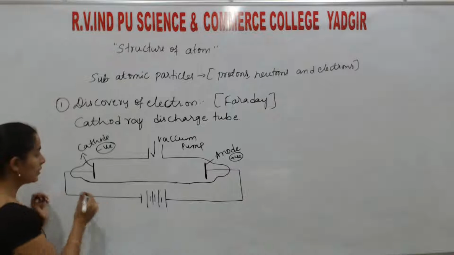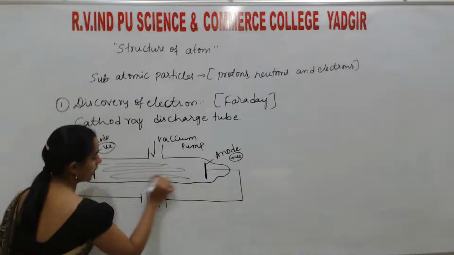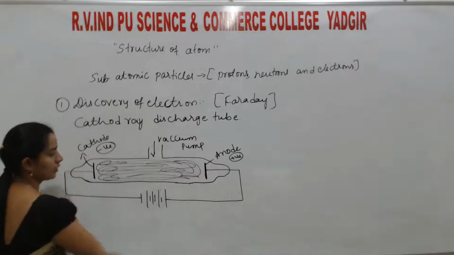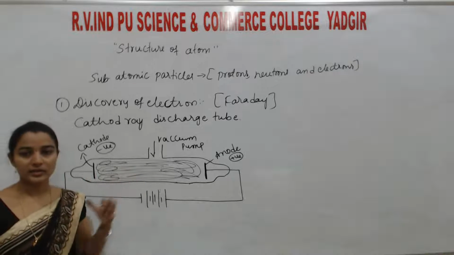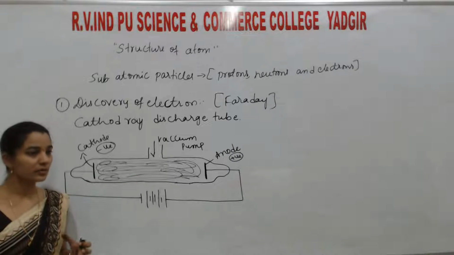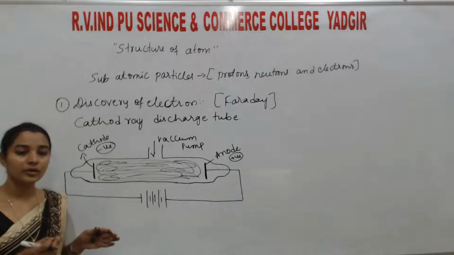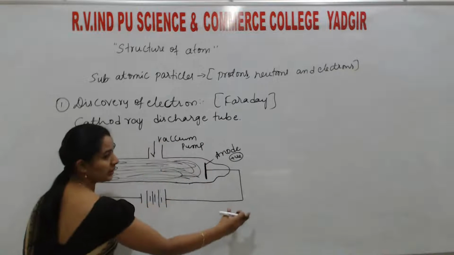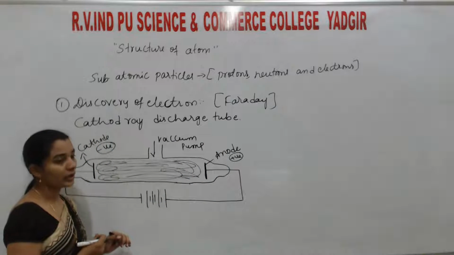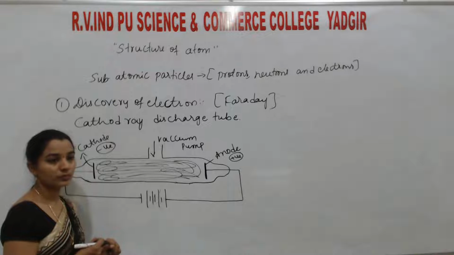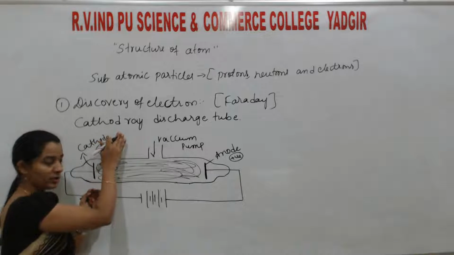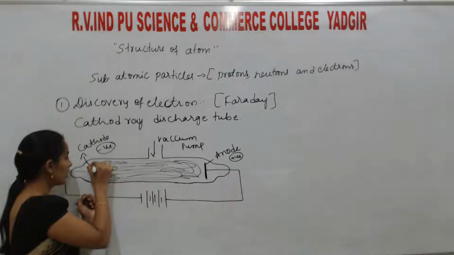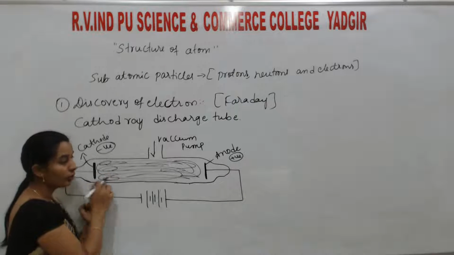Understood? And here inside this we are taking a gas. Inside this, the gas is there. In that gaseous molecule, of course, gases also consist of atoms. Those atoms consist of protons, neutrons, and electrons. So this tube, the setup, is called as what? Cathode ray discharge tube. The name itself says cathode ray means this one. Cathode means this one. The rays are emitted from cathode towards anode.